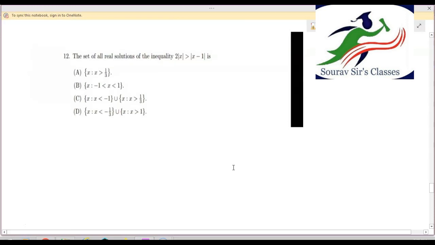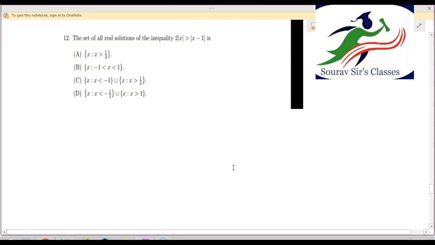Okay, what I am going to do, the best method of solving this problem is the elimination method. I am going to eliminate the options. Now just see, first of all let us discuss option B. Option B is all such x such that −1 < x < 1. So I can say that 0 belongs to B.